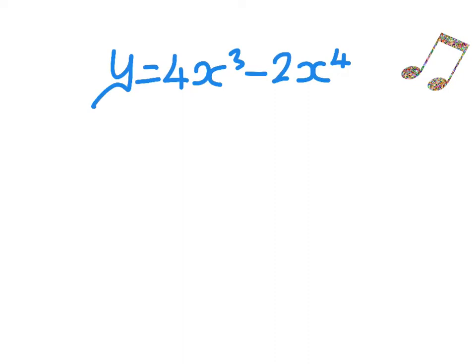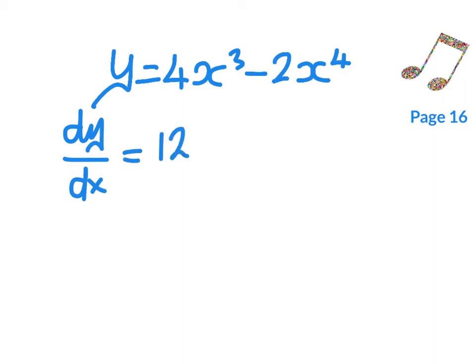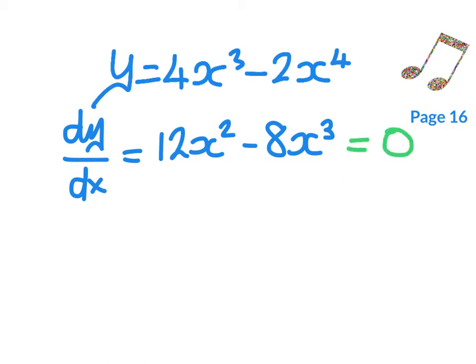Okay, we're going straight to the second example, which is on page 16. We're told that y equals 4x cubed minus 2x to the power of 4. So we're going to go ahead and differentiate that function. So dy by dx is equal to multiply by the power and reduce the power by 1, 12x squared minus 8x cubed. Because we're trying to find stationary points, we're going to make that equal to 0.